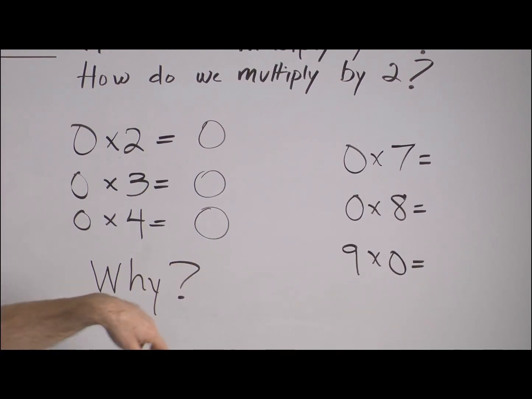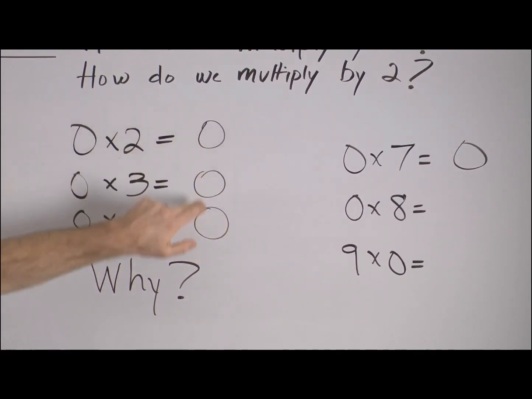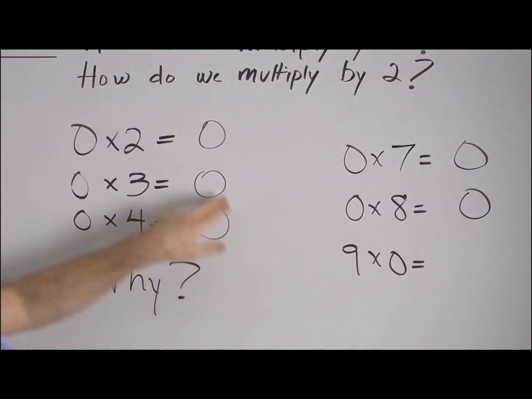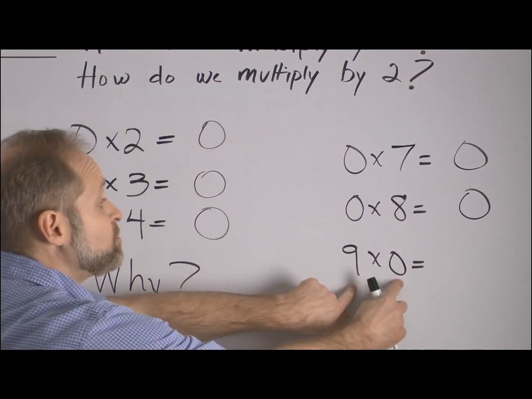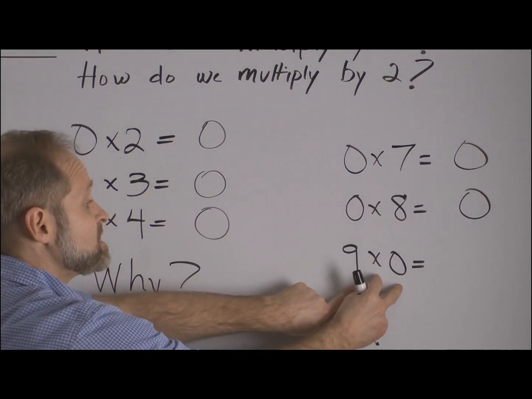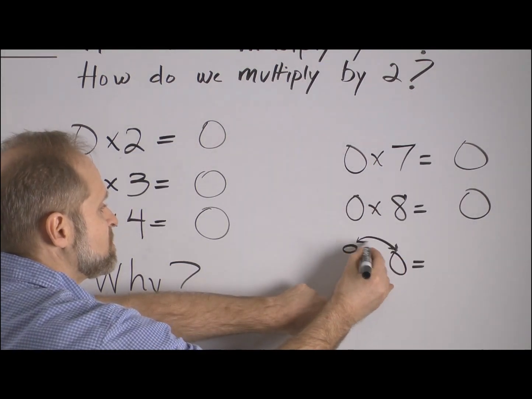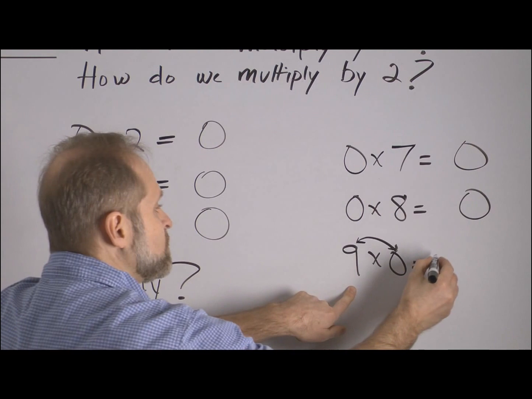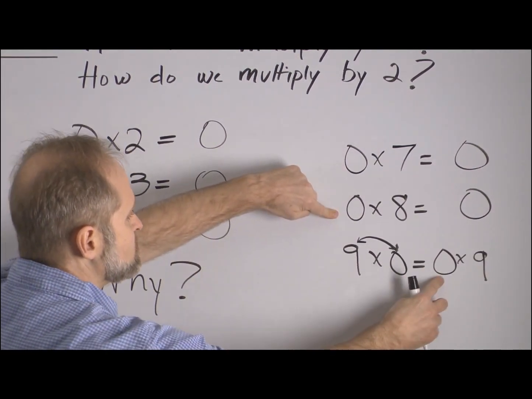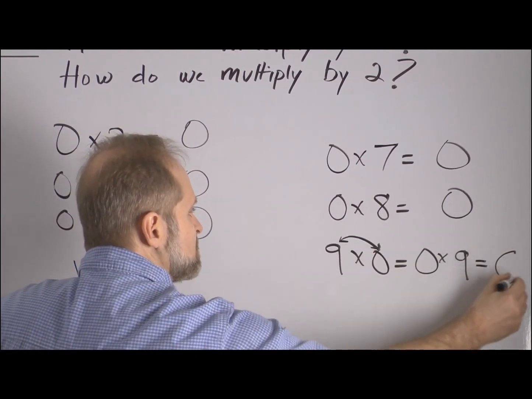Very good. Let's take a look at these. 0 groups of 7 should be 0. Answer is always 0. 0 groups of 8 should be 0. Answer is always 0. But the last one is a little bit different. 9 groups of 0. There are a lot of ways to handle this, but one way we can think about it is let's use our commutative property and switch these. If we switch them, we have 0 groups of 9. And it looks just like these with the 0 coming first. 0 groups of 9 is going to end up being just like these. It'll be 0.